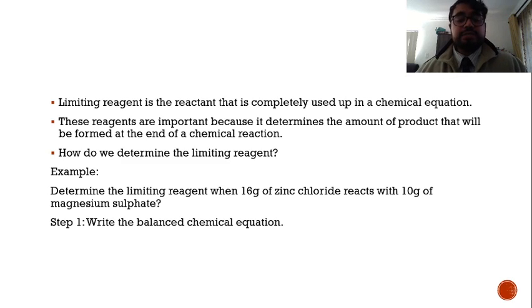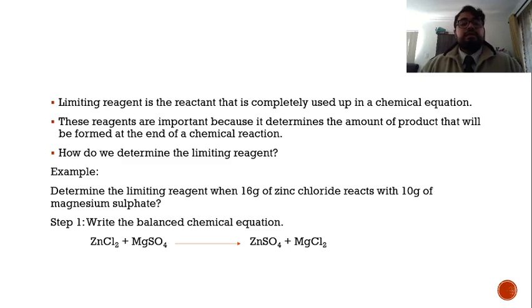So what is zinc chloride? If we remember from our symbol and valency table, zinc has a 2 plus charge and chloride is Cl minus. Magnesium is a 2 plus charge and sulfate is a 2 minus charge. So zinc chloride would be ZnCl2 and magnesium sulfate would be MgSO4. And our products, we will end up getting zinc sulfate and magnesium chloride.